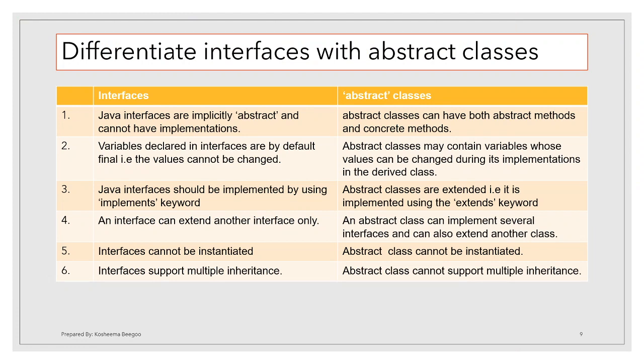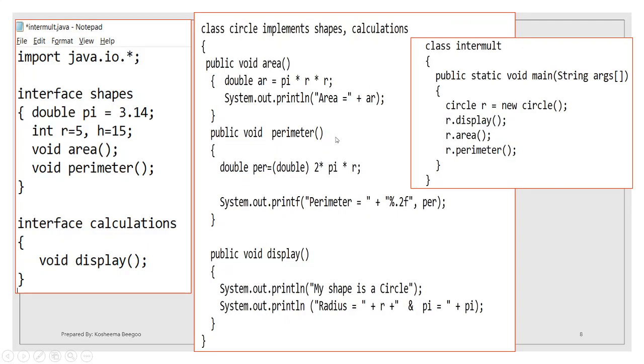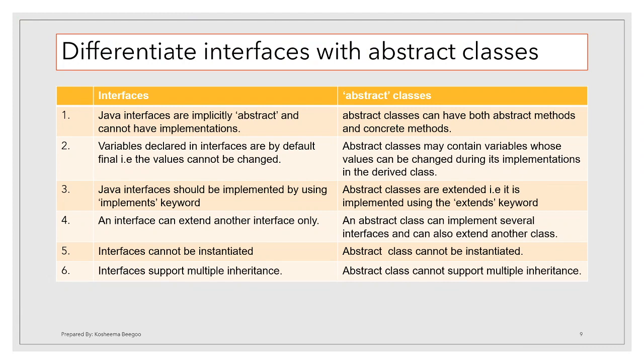An abstract class can implement several interfaces and can also extend another class. Here we have an abstract class, for example. It could extend another class, then implements, we could have several interfaces. And interfaces, just like abstract classes, cannot be instantiated. We cannot create objects from them. Interfaces support multiple inheritance. Abstract classes cannot support multiple inheritance.